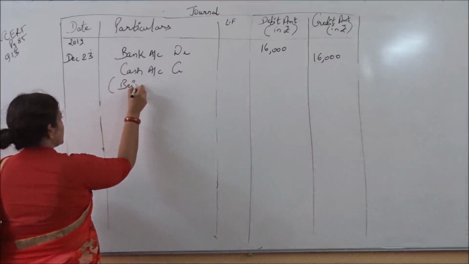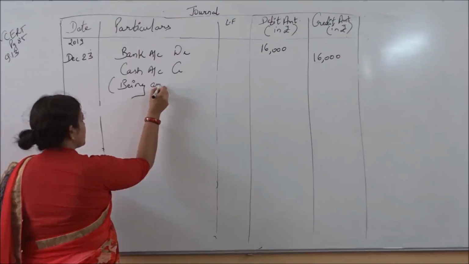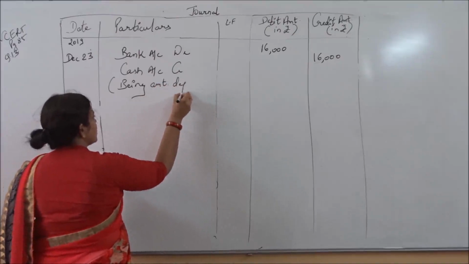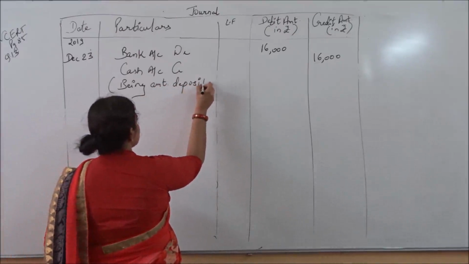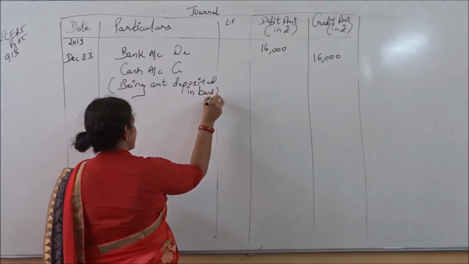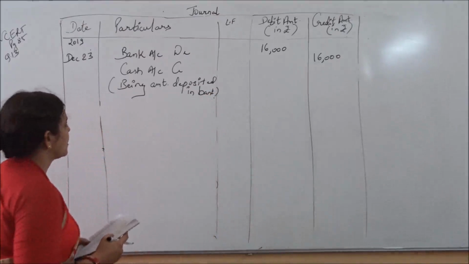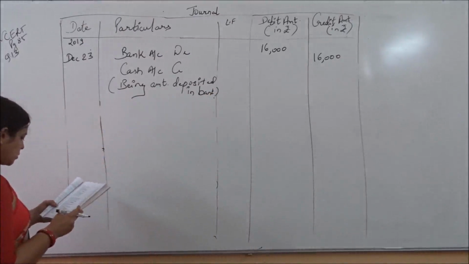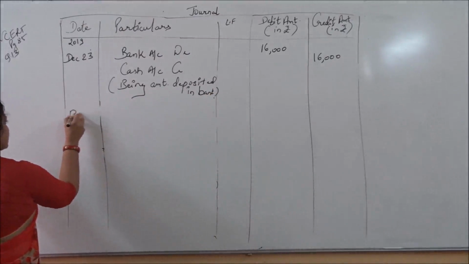Being amount deposited in bank. Like that. Okay. Then next one after December 3, you can see December 25 is there.